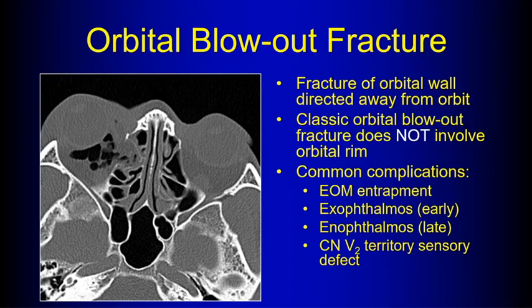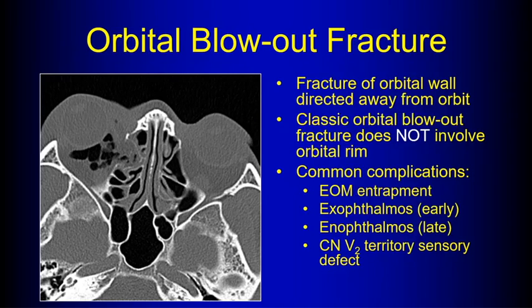Classic orbital blowout fractures do not involve the orbital rim. So if you have an orbital blowout fracture that does involve the orbital rim, it's paramount to discuss that because they need to place a rigid plate and screw fixation on the orbital rim before placing mesh to treat these fractures.